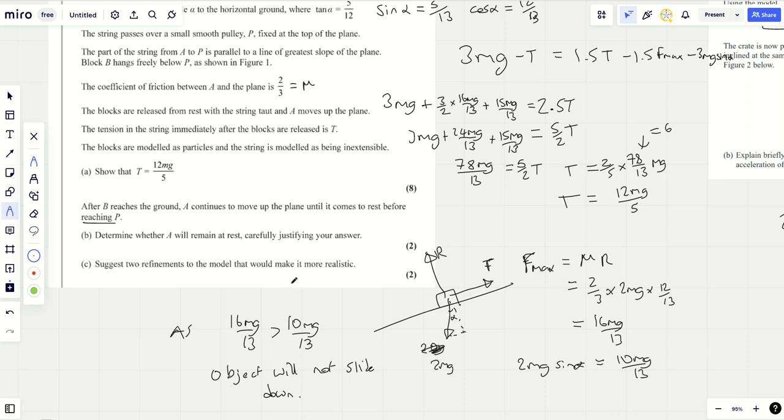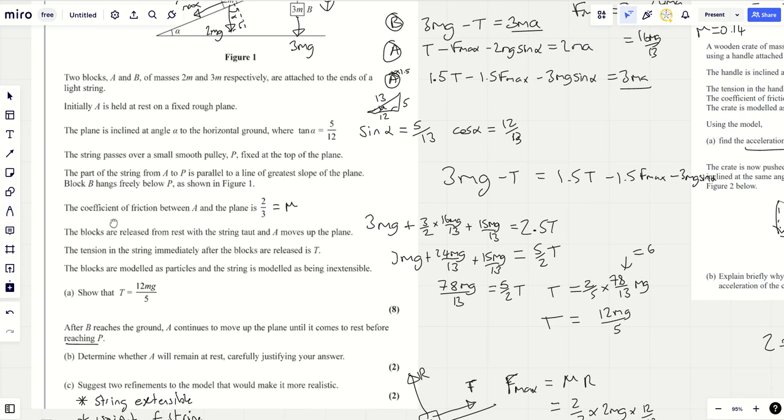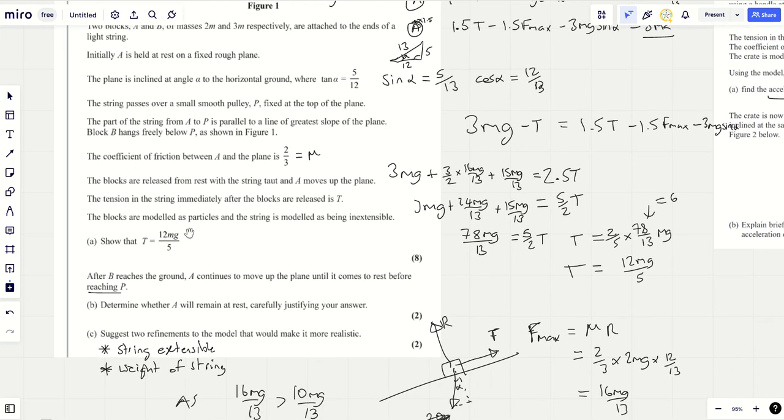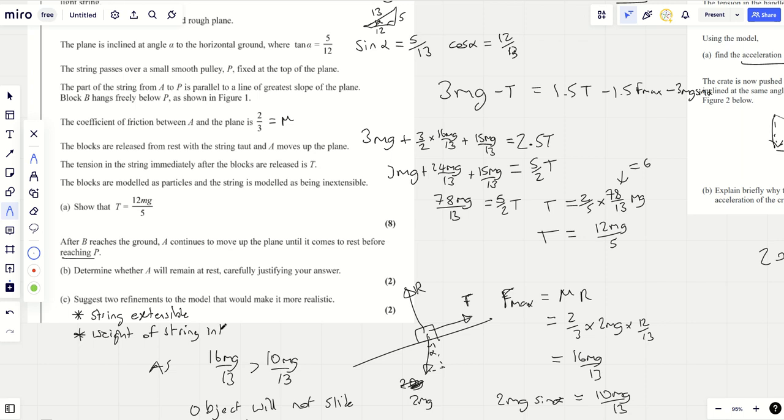Part C suggests 2 refinements to the model that would make it more realistic. Okay, well, how about we have like a string which is extensible? You could do that. They'll accept that. You could obviously not, or you could take the weight of the string into account, but you could also consider the dimensions of the particles, because I think they've been treated as particles. Let's have a look if it says that specifically. Blocks are modelled as particles. So take weight of string into account. Consider dimensions of the box.